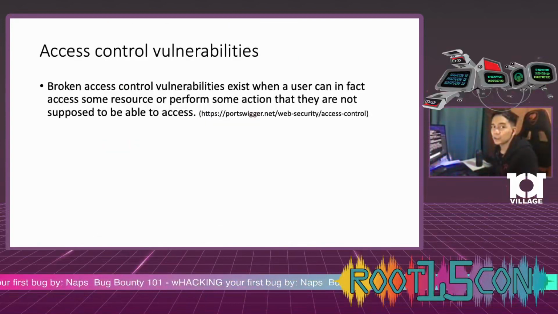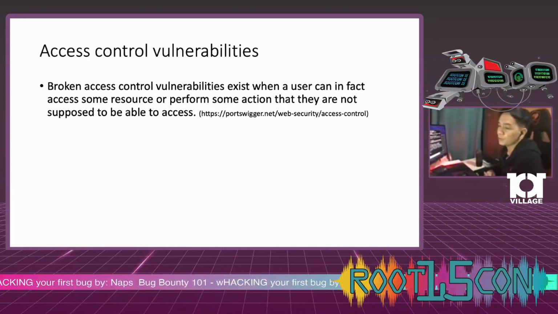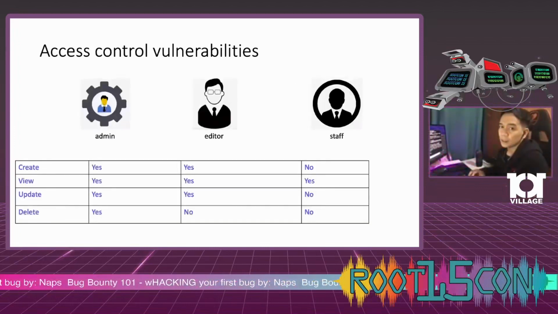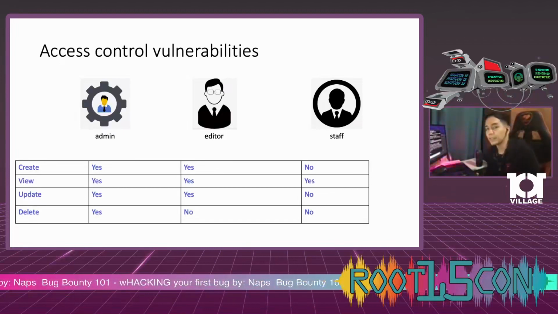So for access control vulnerabilities, broken access control vulnerabilities exist when a user can in fact access some resource or perform some action that they are not supposed to be able to access. Let's say we have simple role-based access control. We have 3 roles, and each role has specific permissions. We have 4 functionalities: create, view, update, delete.